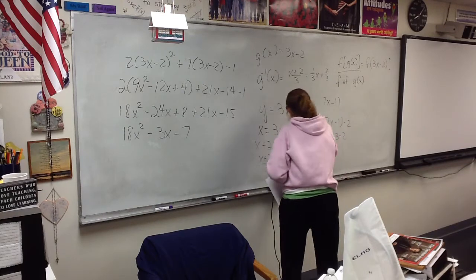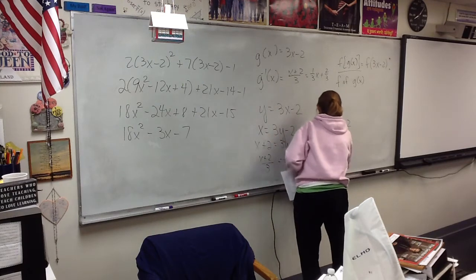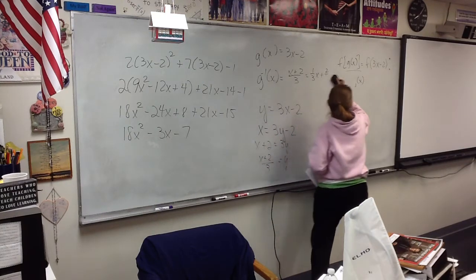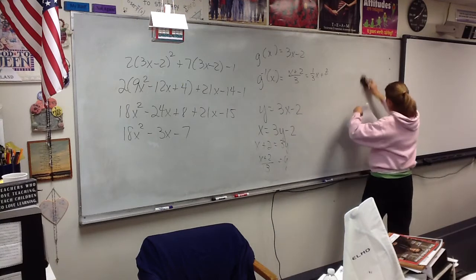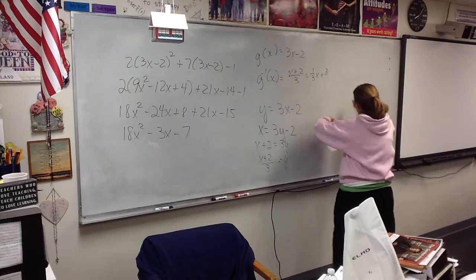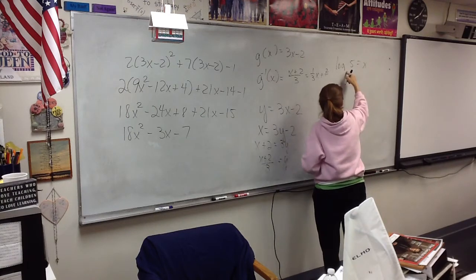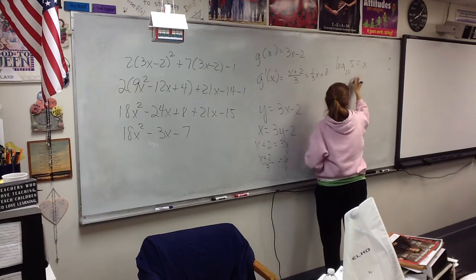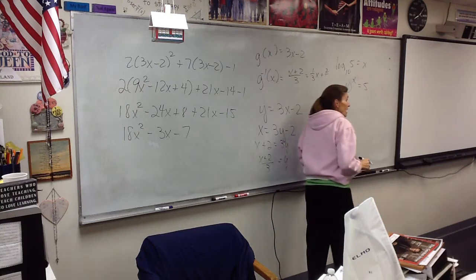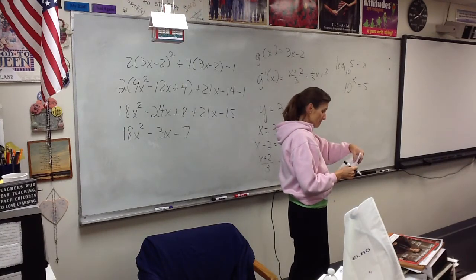Okay, number 17. Everybody should be able to do this. Number 17. We are rewriting in exponential form. What's the base here? 10. So 10 to the x equals 5. Done.